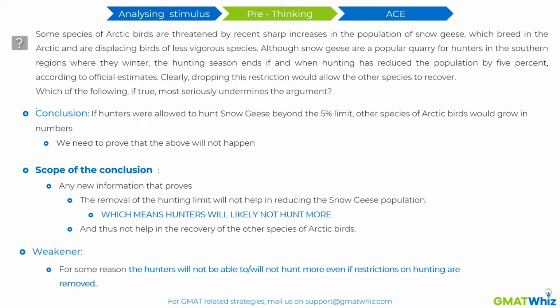We're looking at a possible choice which tells us that the hunters will not be able to hunt more or will not hunt more, even if restrictions on hunting are removed. This is the kind of weakener we are looking for. This is how we will set the scope. Guys, let me know if it is clear so far.